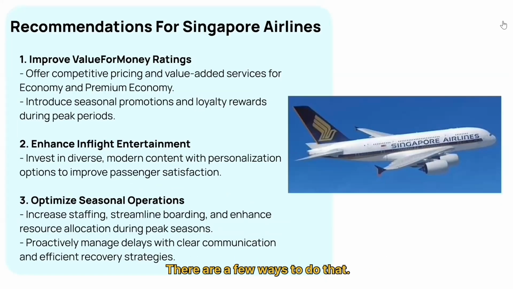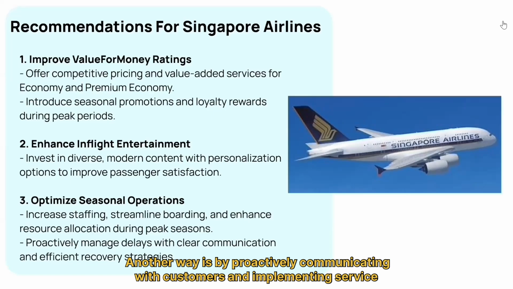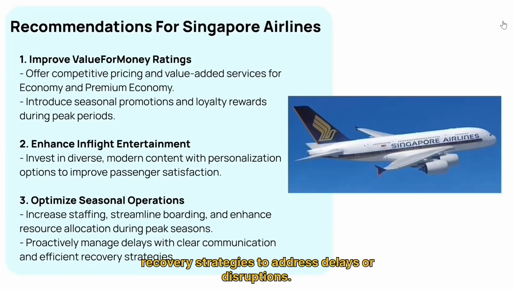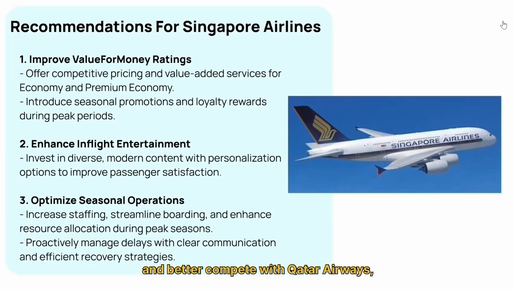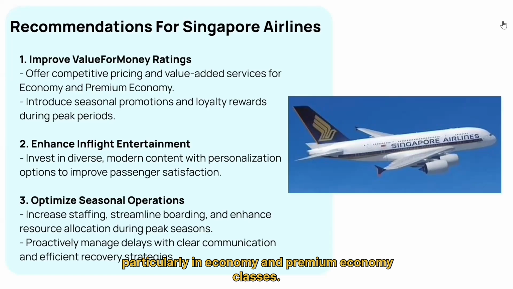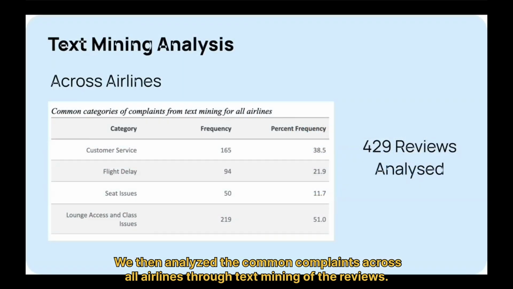There are a few ways to do that. First is by strengthening staffing, streamlining boarding, and allocating resources effectively during busy periods. Another way is by proactively communicating with customers and implementing service recovery strategies to address delays or disruptions. By addressing these areas, Singapore Airlines can improve customer satisfaction and better compete with Qatar Airways, particularly in economy and premium economy classes. We then analyzed the common complaints across all airlines through text mining of the reviews.